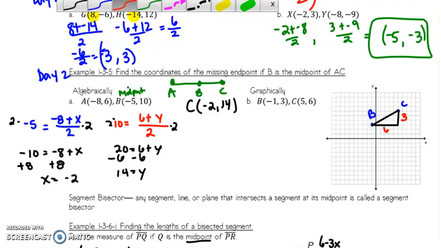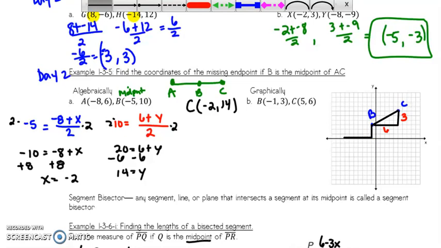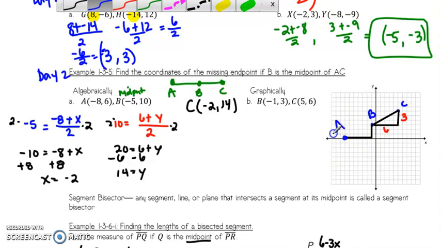So we're going to repeat that same slope pattern, going down 3 and over 6. 1, 2, 3, 4, 5, 6. And we find our point right here, which would be point A.